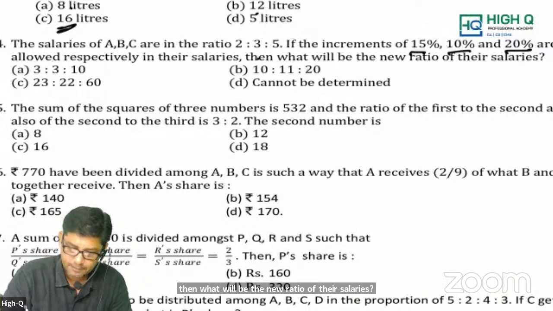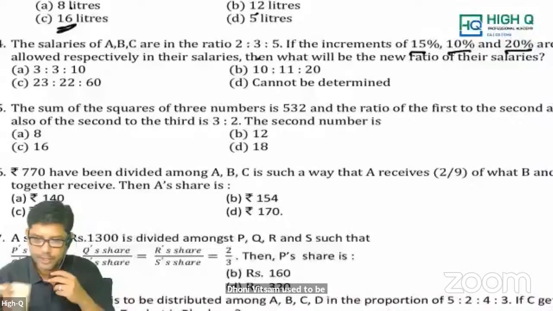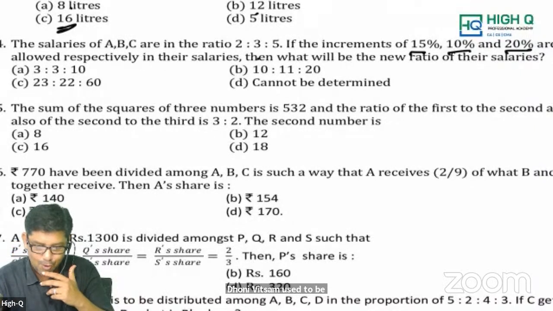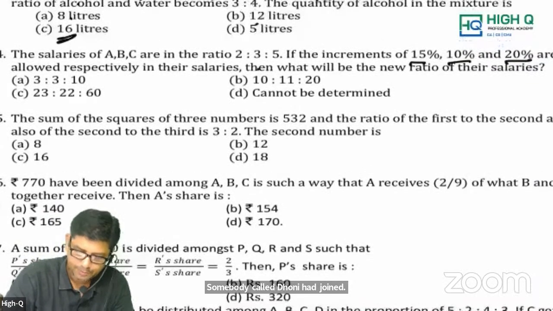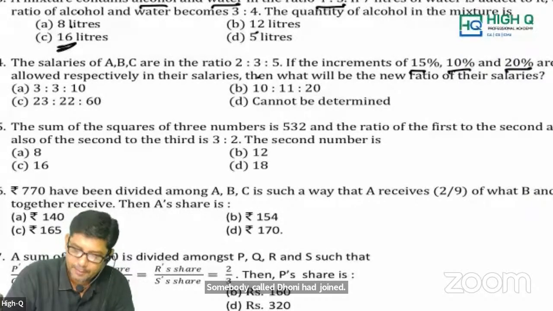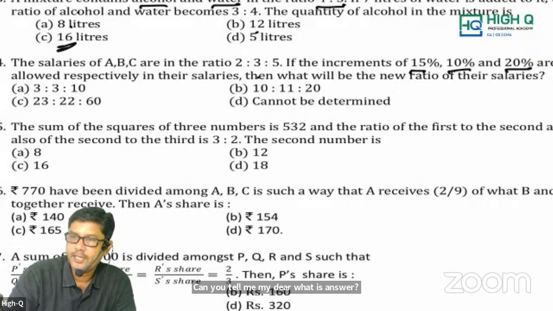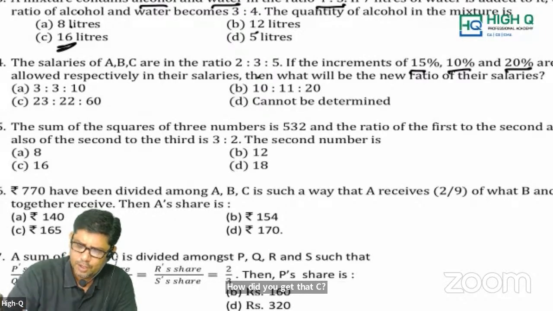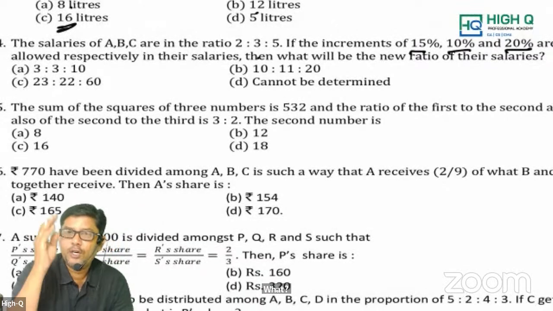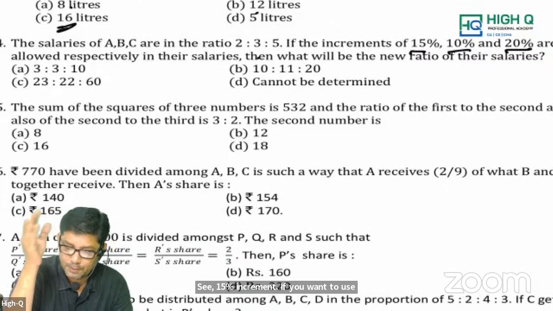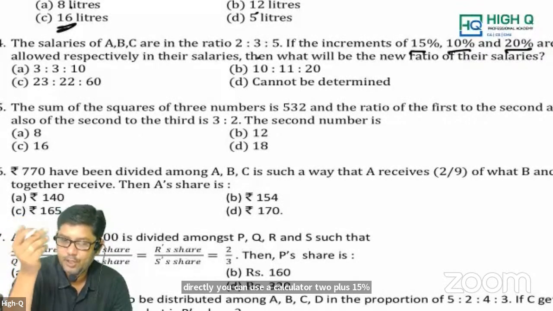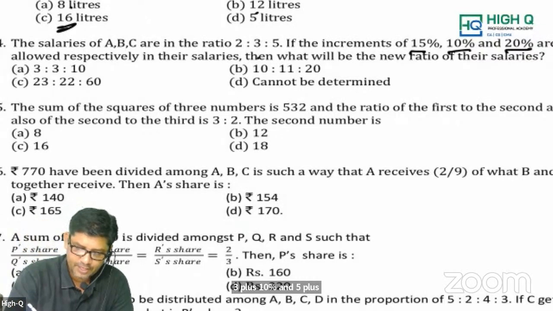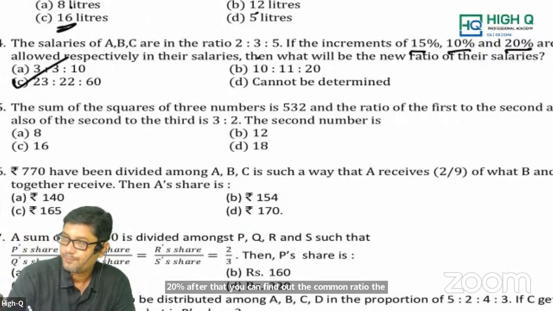Dhoni, which sum you said B? Somebody called Dhoni had joined. Yes. Can you tell me, my dear, what is the answer? How did you get that C? See, 15% increment. If you want to use the calculator, directly you can use the calculator. 2 plus 15%, 3 plus 10%, and 5 plus 20%. After that, you can find out the common ratio. What is the option, my dear? Is it option C?